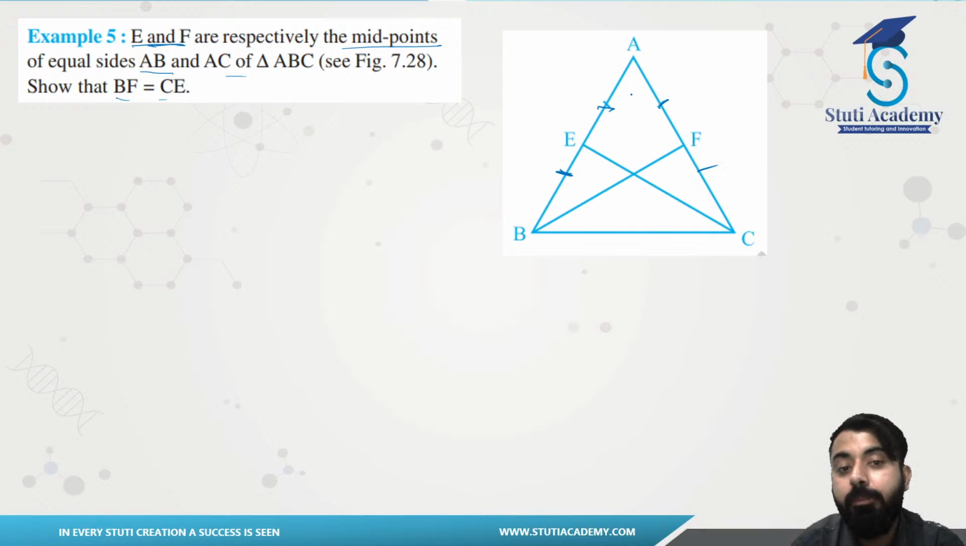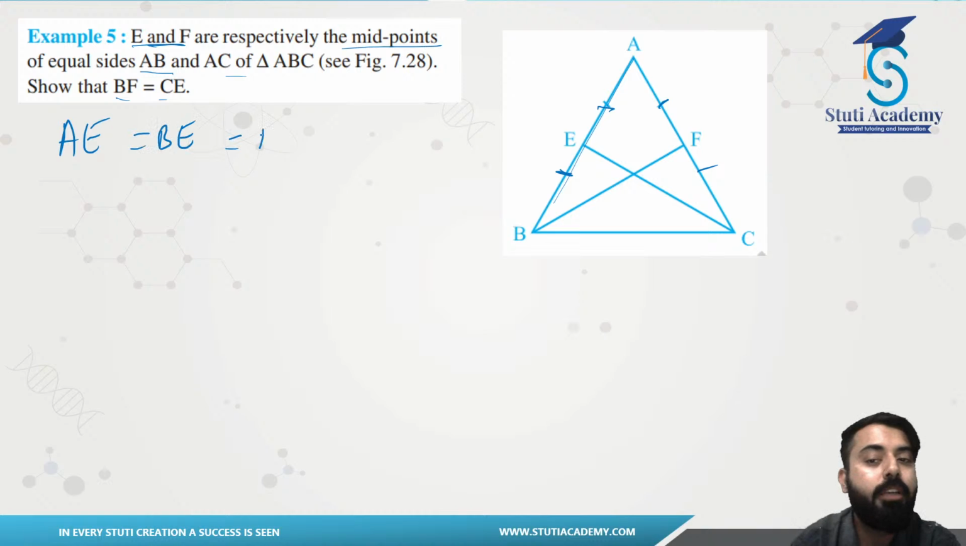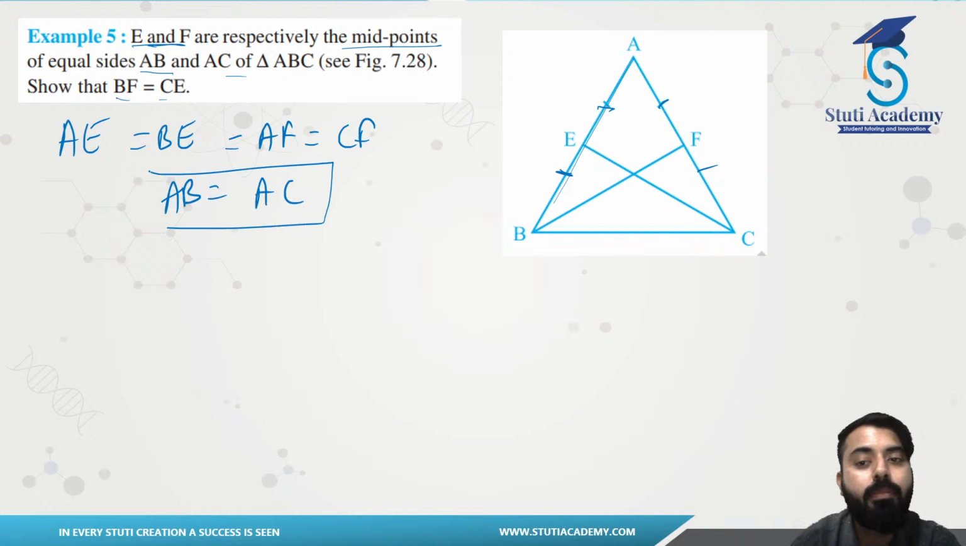Now you see, you have been given that AB is equal to AC. So that means AE is equal to BE is equal to AF is equal to CF, because AB is equal to AC. That is the main thing to note here. We have to show that BF, this BF, is equal to this CE. We have to show this.